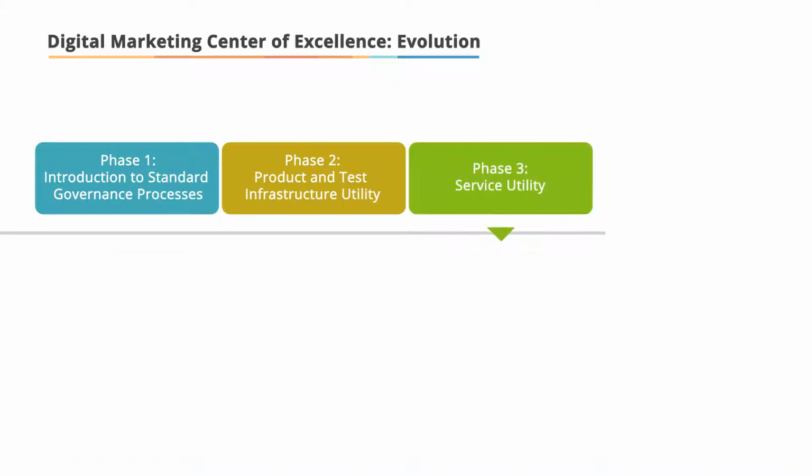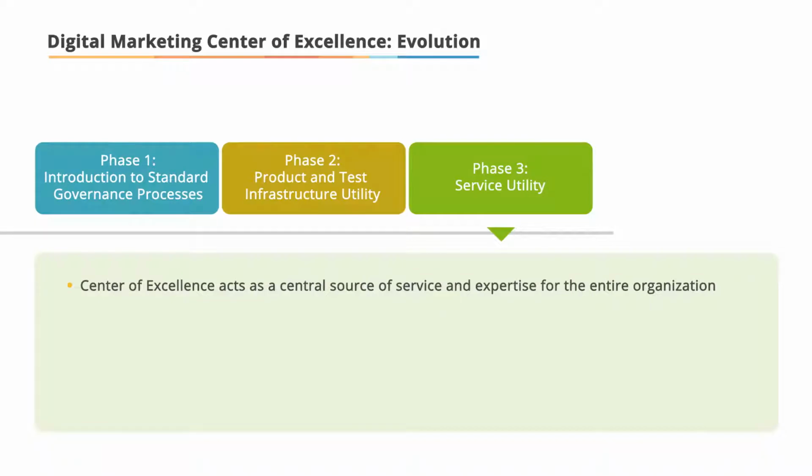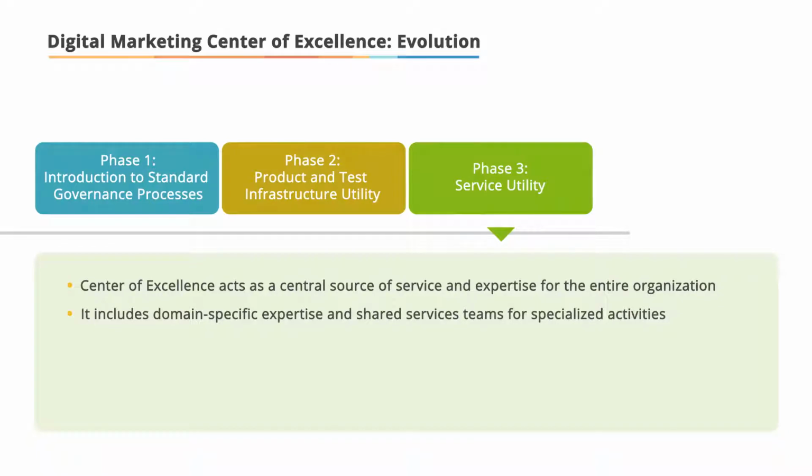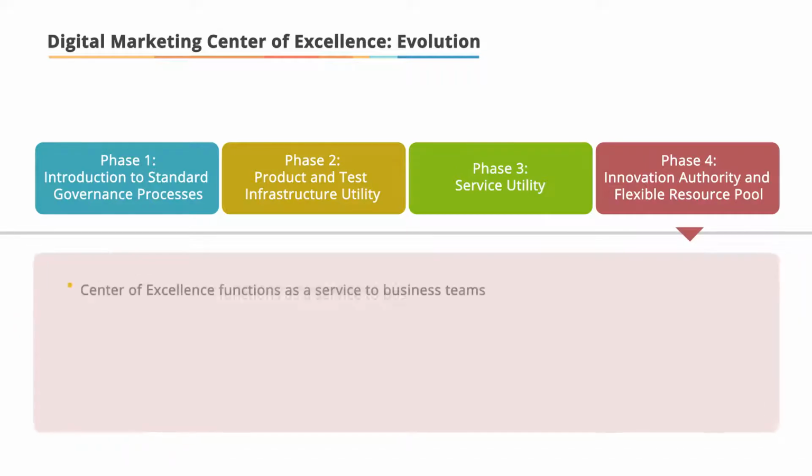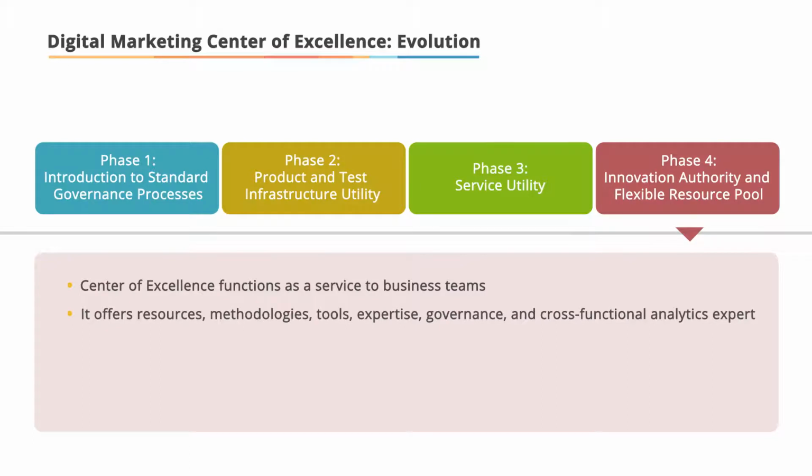In the third phase, the group will act as a central source of service and expertise for the entire organization. This includes domain-specific expertise, shared services teams for specialized activities. Finally, in the fourth phase, the group will act as an innovation authority and flexible resource pool. The Center of Excellence functions as a service to business teams. They offer resources, methodologies, tools, expertise, governance, and cross-functional analytics expertise. Obviously, throughout those phases, change management is critical and onboarding members from the extended team is essential.